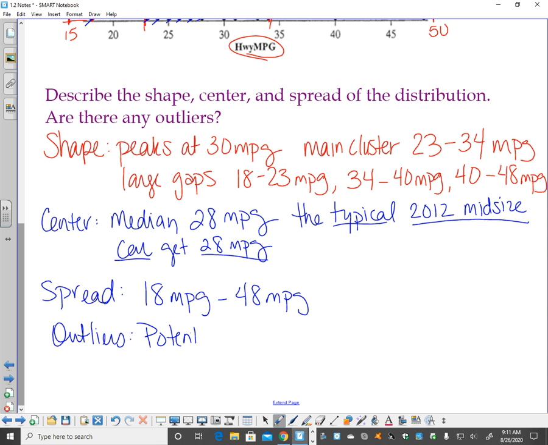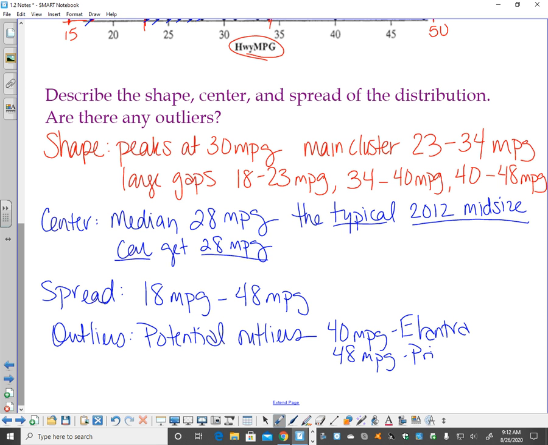Outliers, potential outliers, because we have not proven it, are the 40 mpgs, which is the Hyundai Elantra, the 48 mpgs, which is the Prius, and then the bad one is the 18 miles per gallon, and that's the Bentley. Okay, shape, center, spread, outliers.